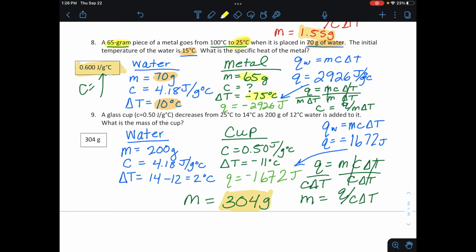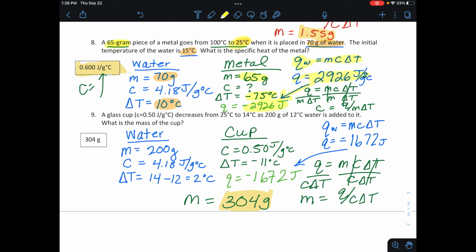So this one asks, what's the specific heat of the metal, much like the lab. So the first thing that you want to do is you want to work yourself through Q equals MC delta T of the water, because we know that the heat gained by the water is the heat lost by the metal. So we find the heat gained by the water to be 2926. Plug it in here. Negative 2926.